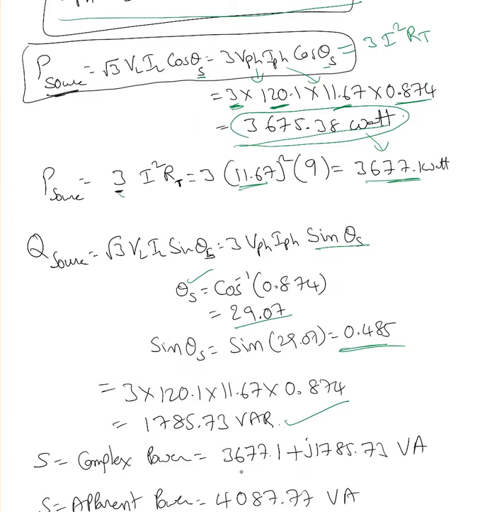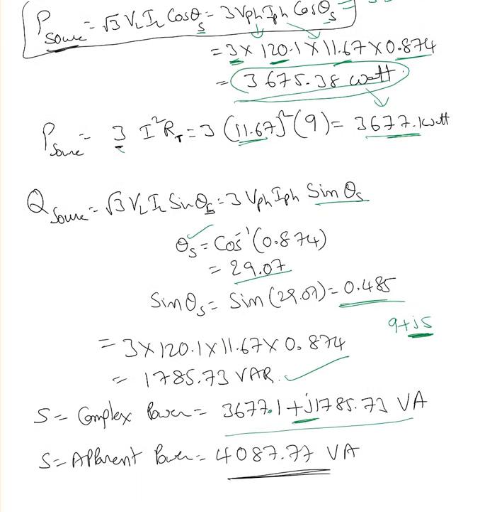So complex power is 3677.1 plus j. This is plus j because our total impedance is 9 plus j5, so it is still taking reactive power. So the source is supplying 3677.1 watts of active power and 1785.73 vars of reactive power, so that's the total complex power. Converting that into apparent power is the square root of P square plus Q square, the apparent power of the source. So these are for the source.